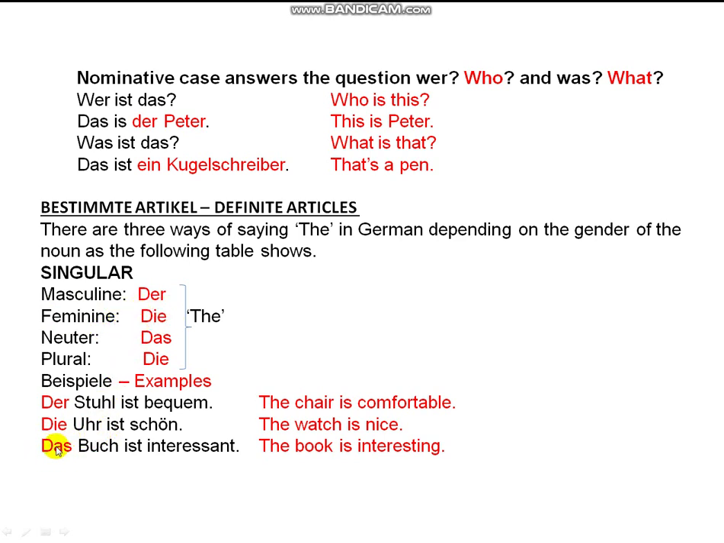And the next one is das Buch ist interessant. The book is interesting. Why is it das Buch? Because Buch in German is neutral or neuter. It is neither masculine nor feminine. So let's continue to the next slide for plural examples.